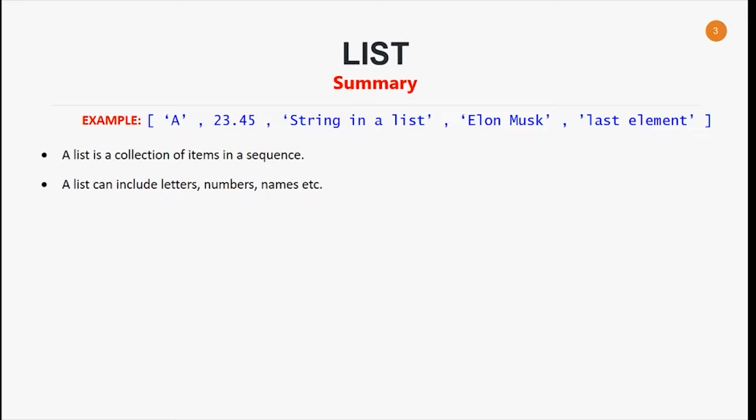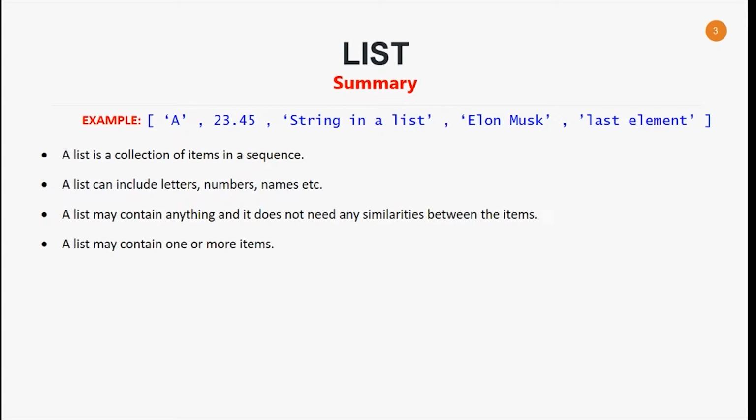You must remember that the strings are enclosed in between single quotes or double quotes, whereas the numbers don't require to be enclosed in between them. A list may contain anything and it does not need any similarity between the items. As I said, a list can contain a number, a string in one place. You don't need different lists to store different data types in it. A list may contain one or more items. You can store n numbers of items as much as you need in a list.